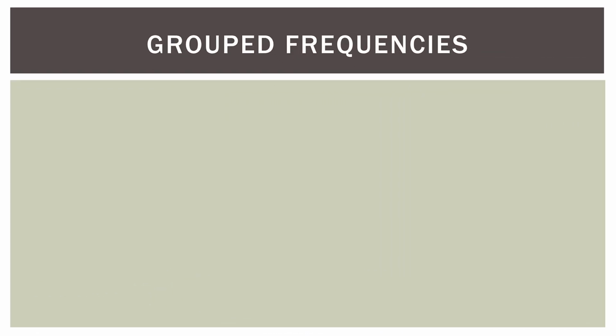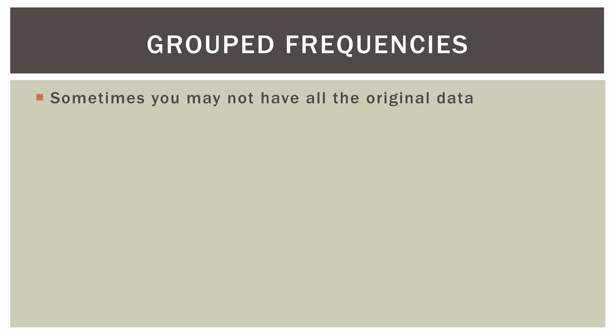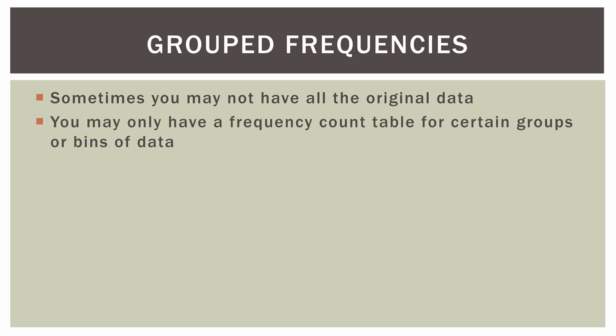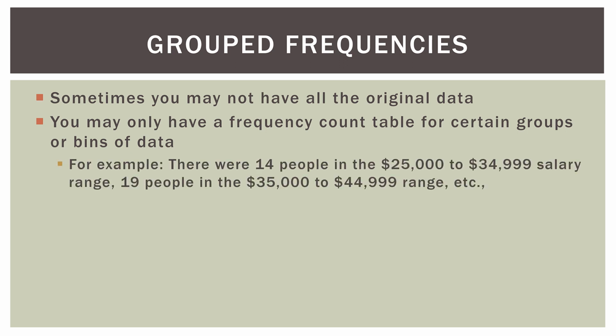So here is the underlying issue and why this technique can be extremely helpful. Sometimes you may not have all of the original data. You may only have a frequency count table for certain groups or bins of data. For example, you might be looking at a study or reading someone else's work or something in a magazine, whatever it might be, and all you have available is something like, well, there were 14 people in the $25,000 to $34,999 salary range. There were 19 people in the $35,000 to $44,999 range, etc. That's all the information you have.